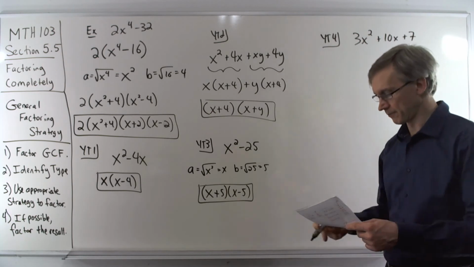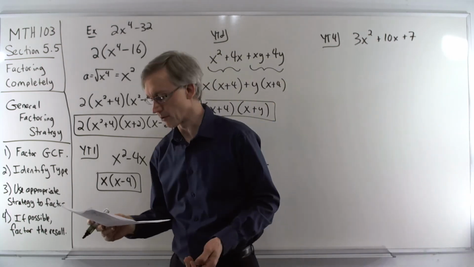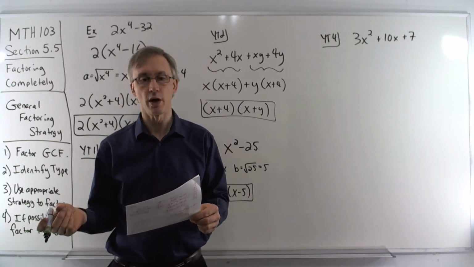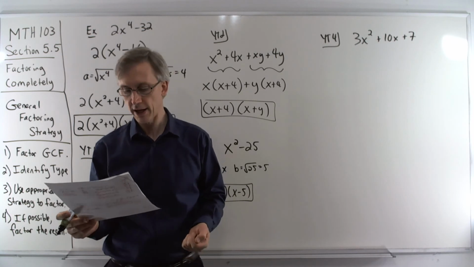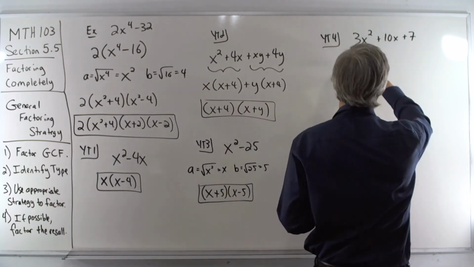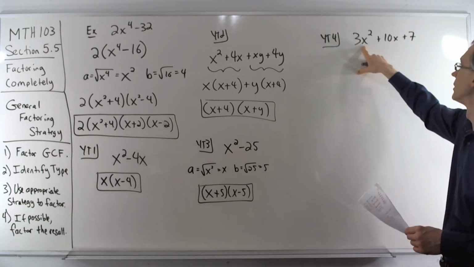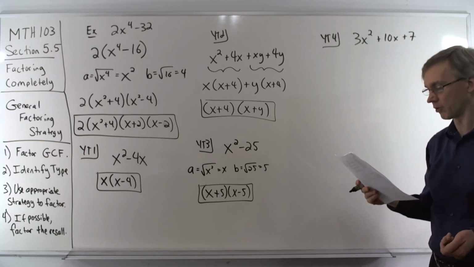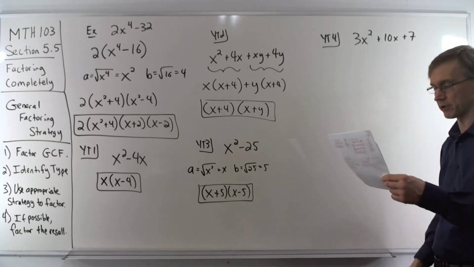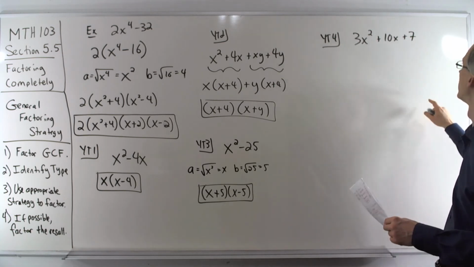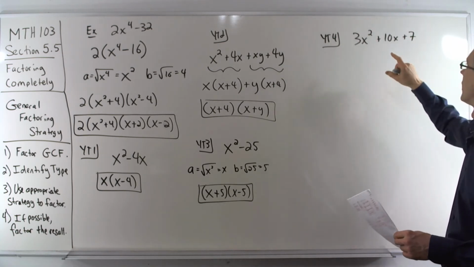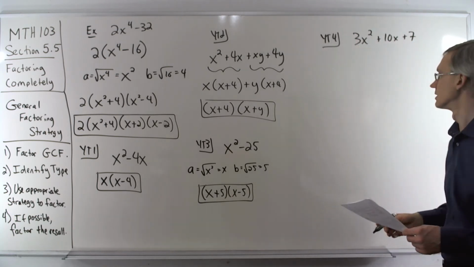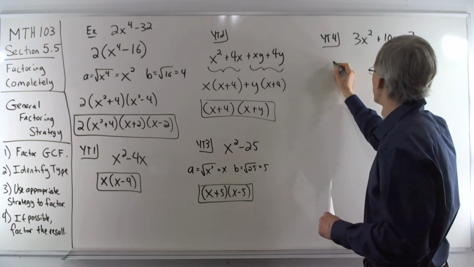So looking through the list, we've got several options for 3-term polynomials. We got perfect square trinomial, we got a factorable trinomial with a equals 1, and a factorable trinomial with a not equal to 1. Well, if you look at the coefficient on the x squared term, it's clearly not 1, so it's not going to be a factorable trinomial with a equal to 1. So this has to be either a perfect square trinomial or a factorable trinomial with a not equal to 1. All right, is it a perfect square trinomial? Well, 3 and 7 are not perfect squares, so it's not that. So this is one we're going to handle using the AC method.